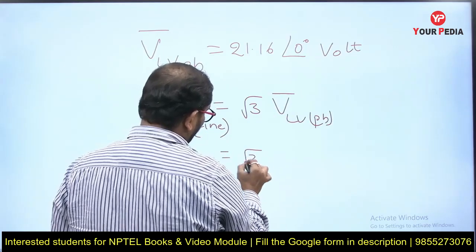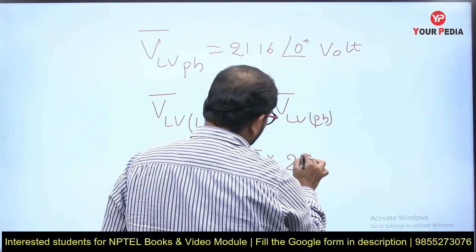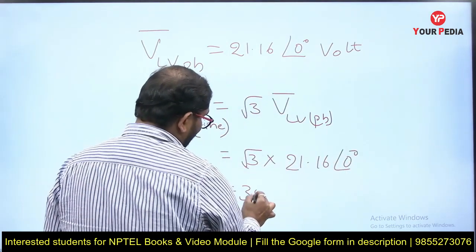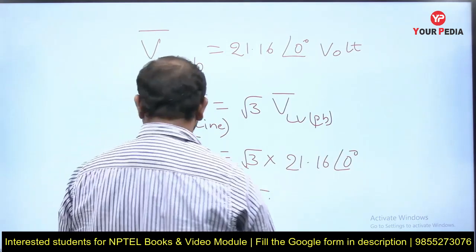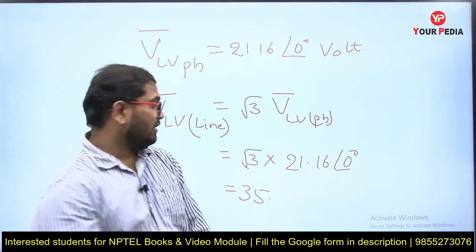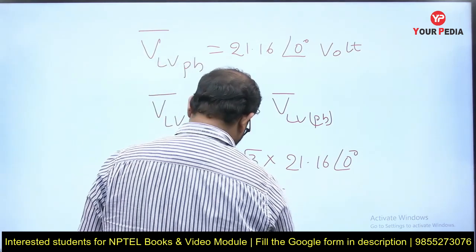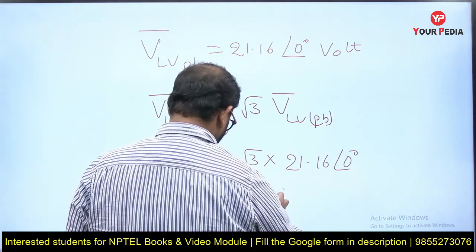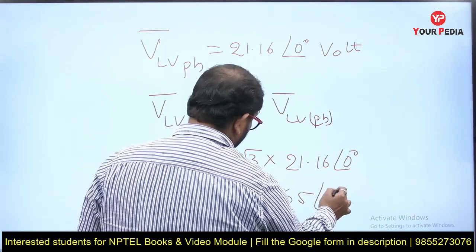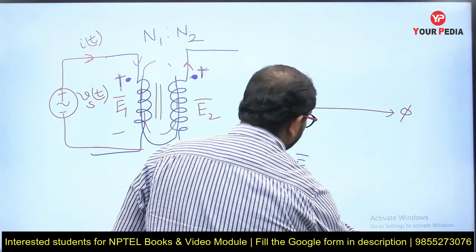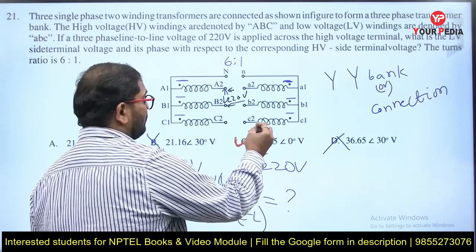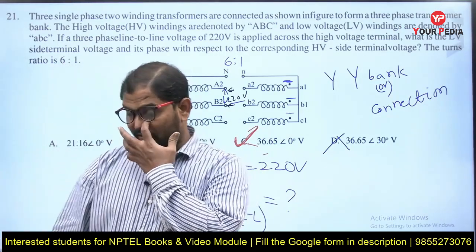So √3 into 21.16 at an angle 0 degrees, which will give you 36.65. So 36.65 at an angle 0 degrees. Which option is matching this value? Option C is the right answer for this question.